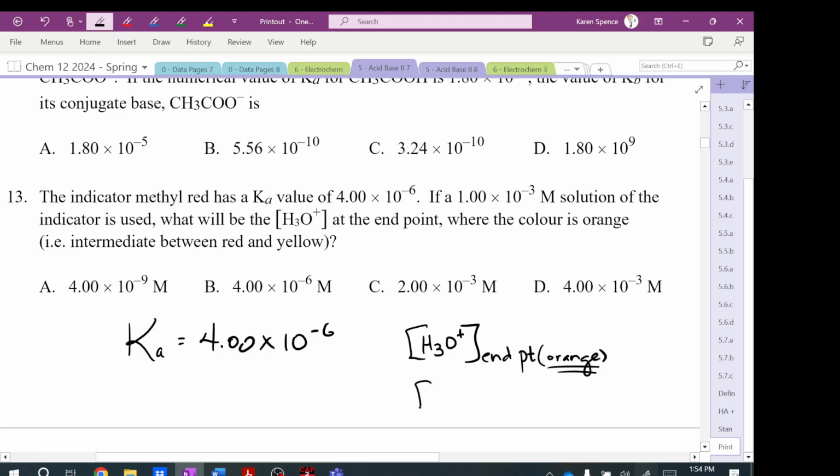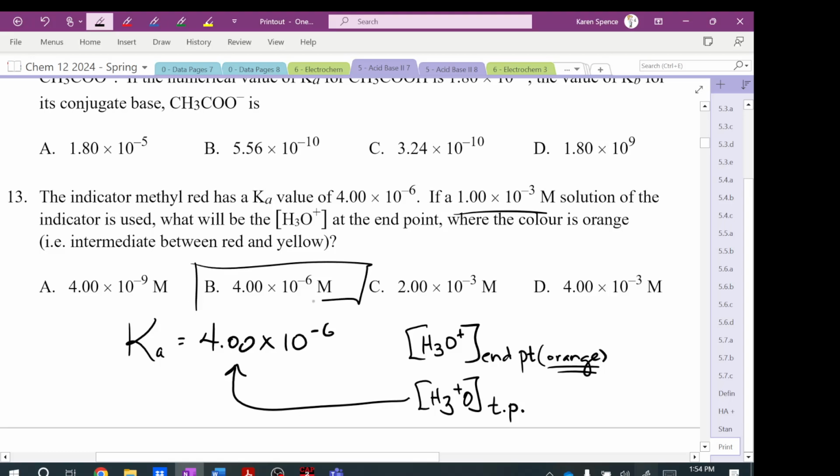That is also known as the H3O+ at the transition point. And what do we know about H3O+ at the transition point? It's equal to Ka. Did this concentration of the solution matter at all? Nope. Answer is B.